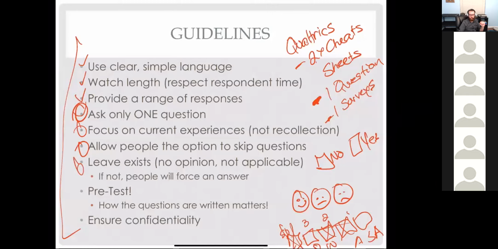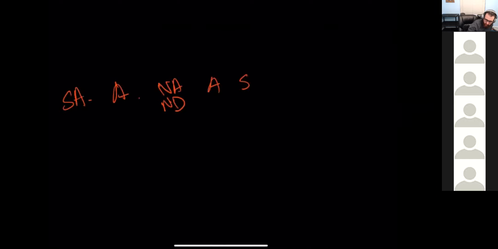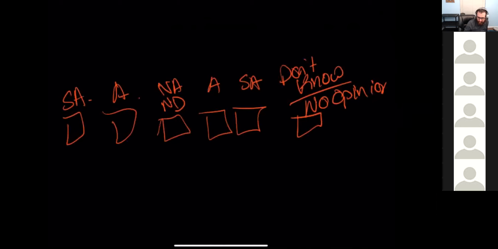Leave exits. What this means is, you might have strongly disagree, disagree, neither agree nor disagree, agree and strongly agree, for example, and you can choose any of these. You always want to have another option, which is I don't know, or I have no opinion. That's an exit.